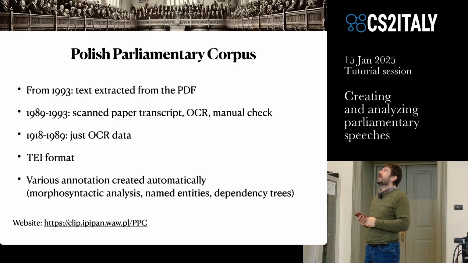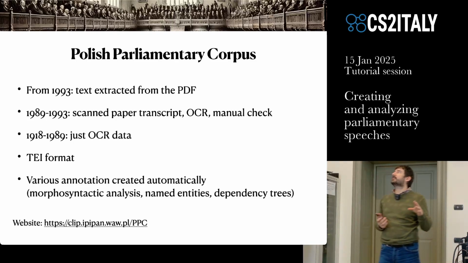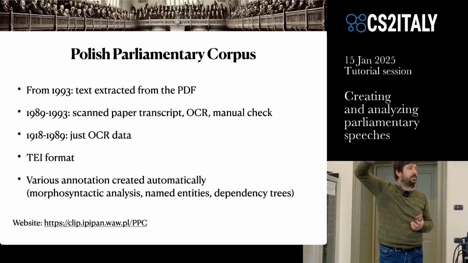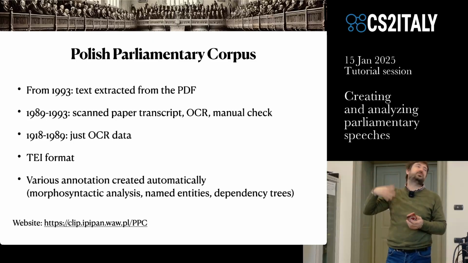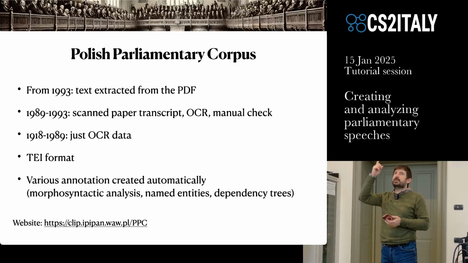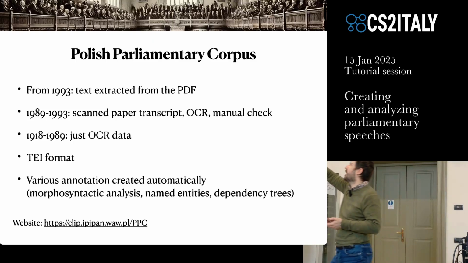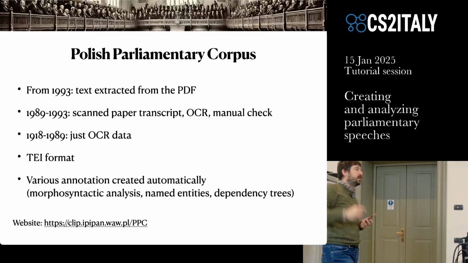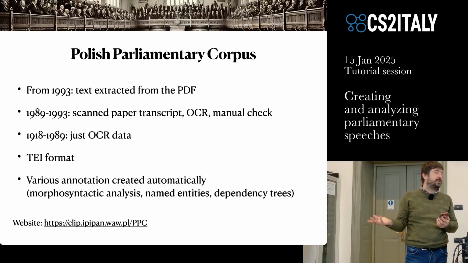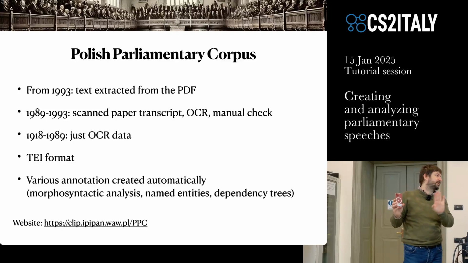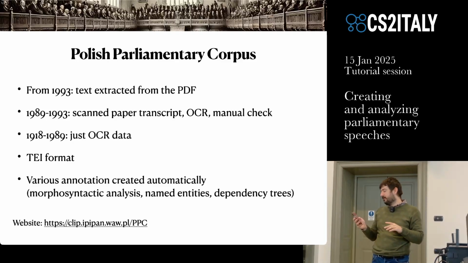The Polish Parliamentary Corpus, again, they extract text from the PDF using OCR. From 1989 to 1993, they also manually corrected all the documents. Before 1989, just OCR. They saved it in TEI format, unfortunately. They also add some automatic annotations. In this corpus, they also add named entities. That is not very common for this kind of dataset. It's very useful to have named entities, but it's not very accurate. So usually they said, okay, this is the dataset. If you want to extract named entities, just do it by yourself.